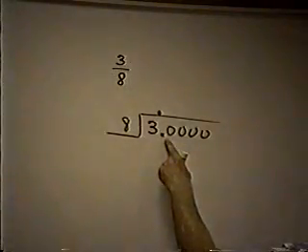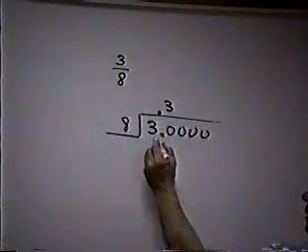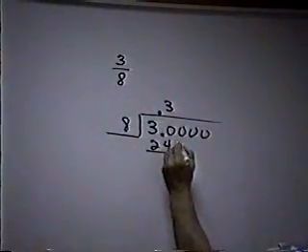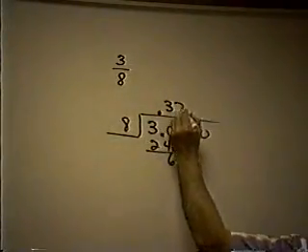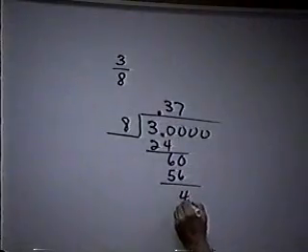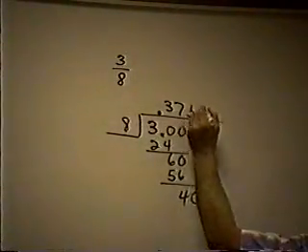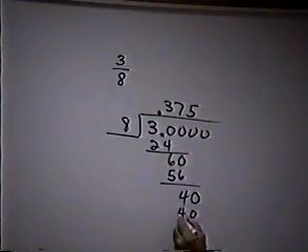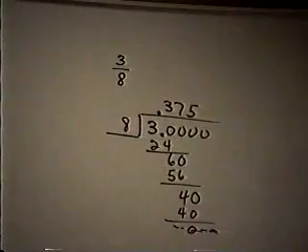Now 8 will go into 30 3 times. That would be 3 times 8 would be 24. Subtracting, 6, bring down the next 0. 8 into 60 will go 7 times. 7 times 8 is 56. Subtracting, get 4, bring down the next 0. 8 into 40 will go 5 times. And that's 40. Look, no more numbers to fool with. This is a terminating decimal. It stops. We don't have to keep carrying it like the other ones.